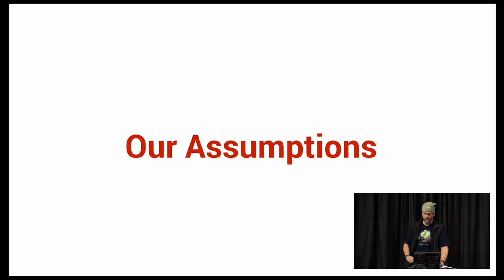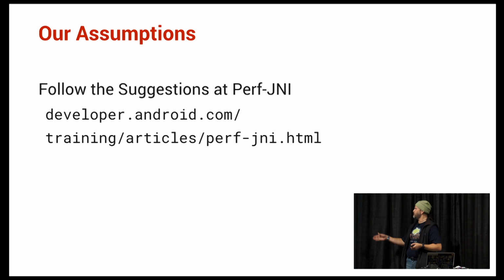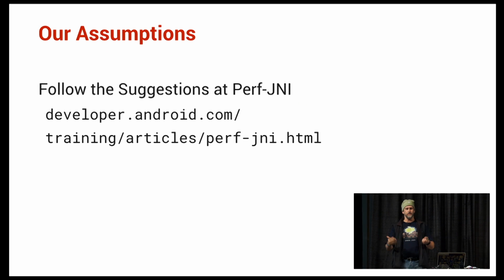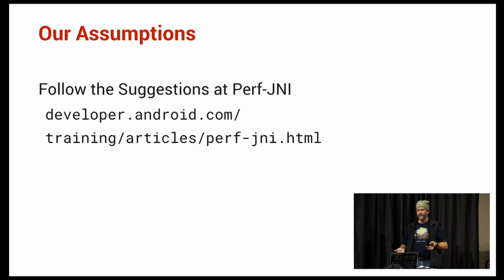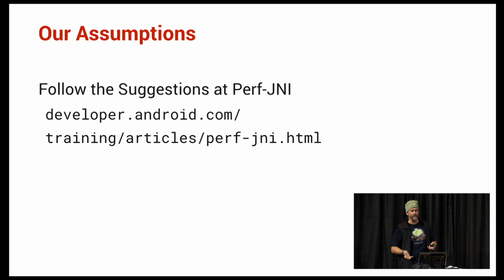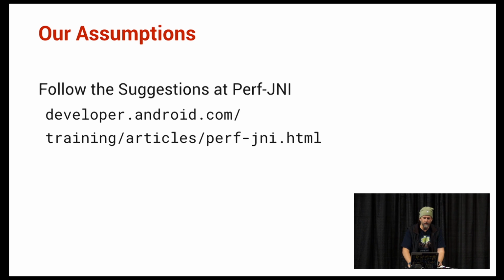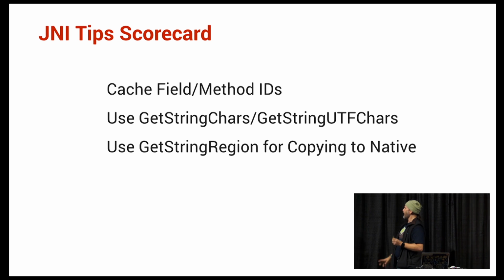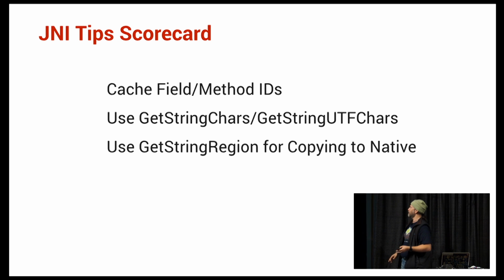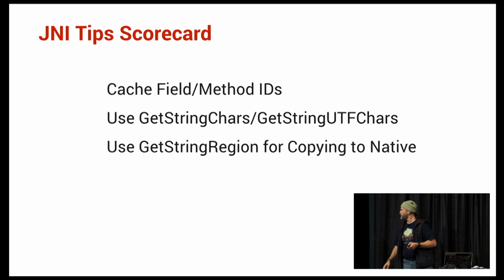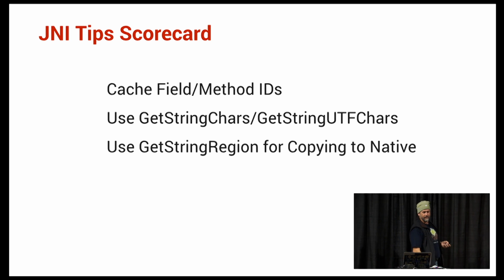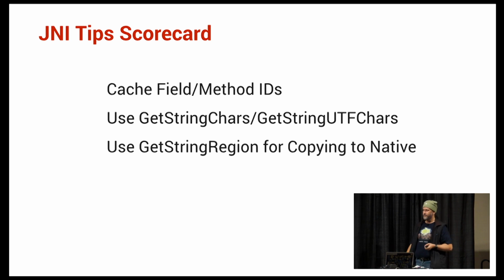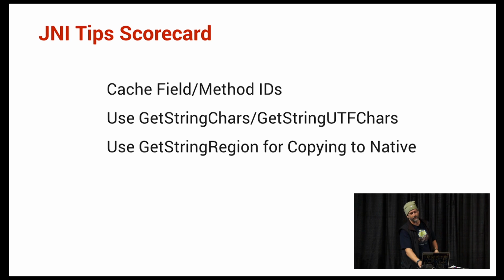So our assumptions are basically to follow the suggestions at the FastJNI article. If you have not read this article, it is the gospel for looking at how to deal with JNI on Android. But do they still make sense today? We haven't updated the article since we shipped ART. So here are the basic things you have to do, okay? Absolutely critical when you're trying to make JNI performant. One is you're going to cache field and method IDs, and you're going to do it intelligently. Two, you're going to get strings in a reasonable way, and you're going to copy things in native. These are the only 3 real tips we gave, but I'll go more into details.